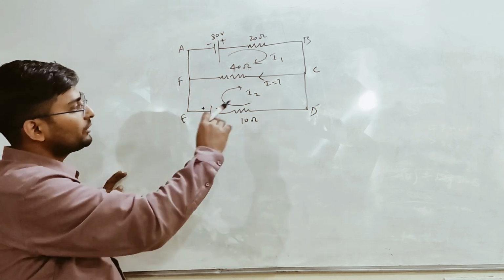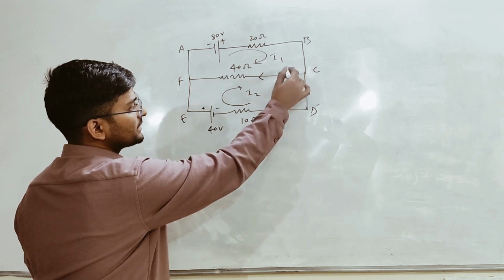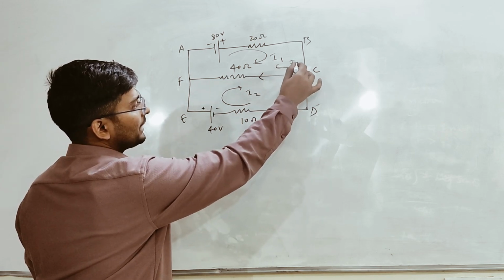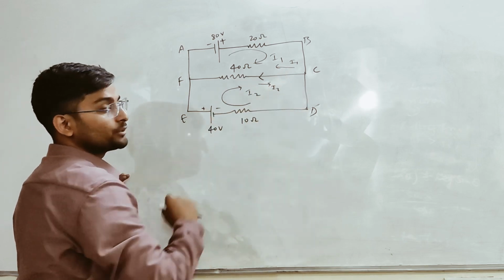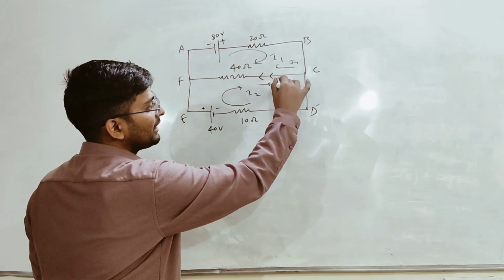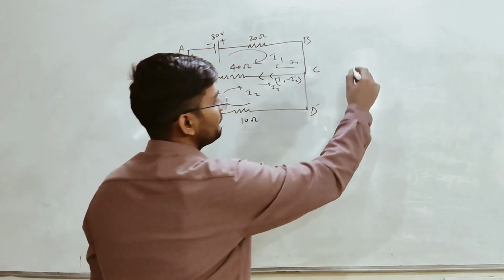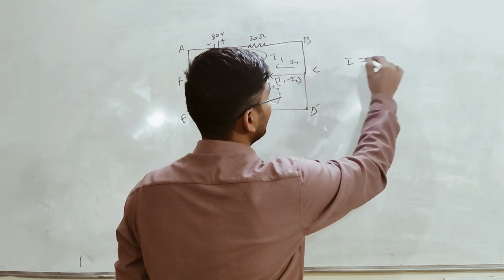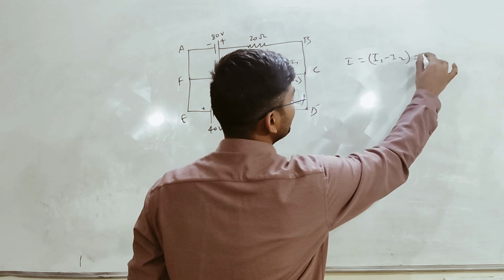Firstly we remove this one right now. When we talk about the current coming here, I1, and the current going this side, I2, both currents are in opposite directions here. So we took I1 minus I2 in this branch. If we find I, then I is nothing but I1 minus I2, which is asked in your question.